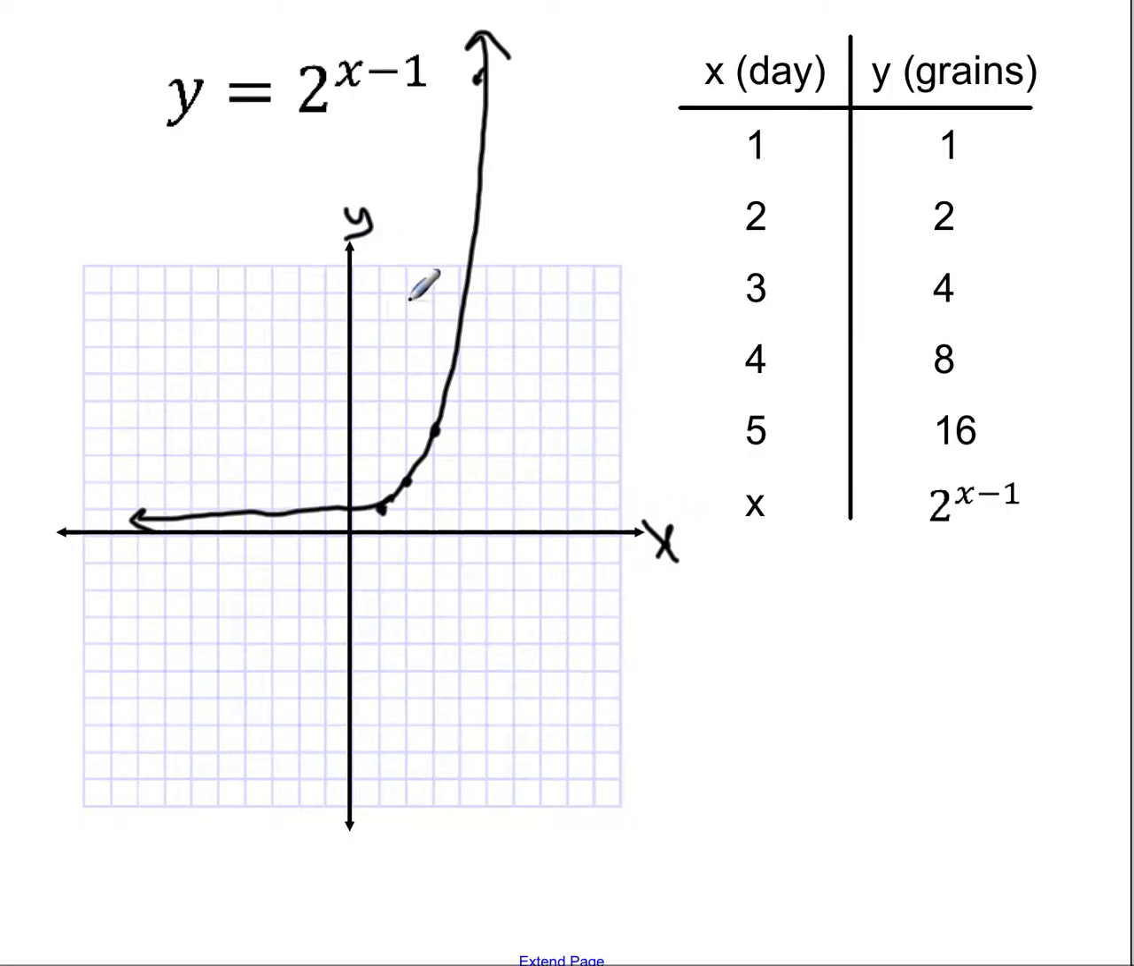People talk about exponential growth in life. They'll say, oh, that grew exponentially. And what that means is they're saying it grows really quickly, not a steady rate like we've talked about in the past.